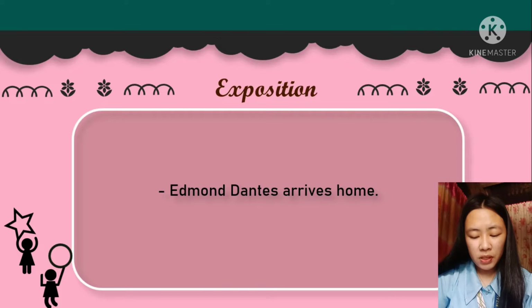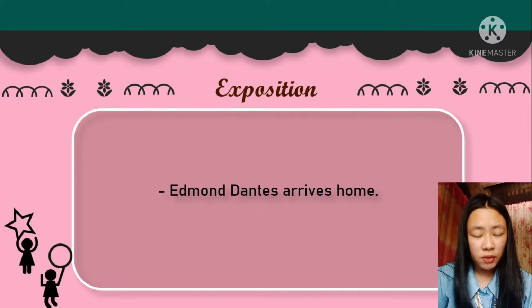But as the betrothal dinner ends, Dantes is arrested and taken away to prison. Dantes is arrested because the commissioner of police received an anonymous letter accusing Dantes of being involved in a Bonapartist plot to overthrow the government.